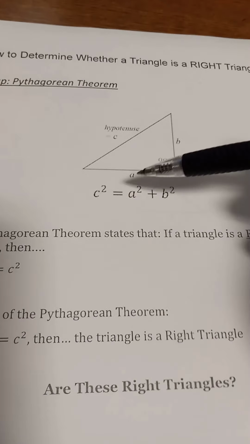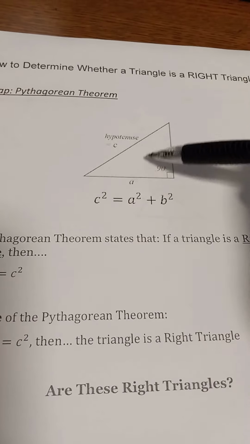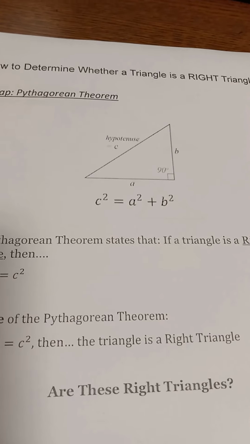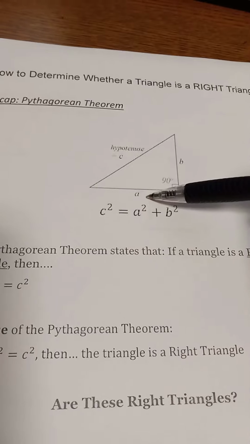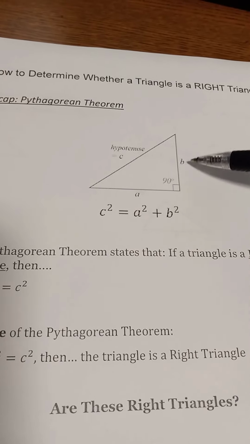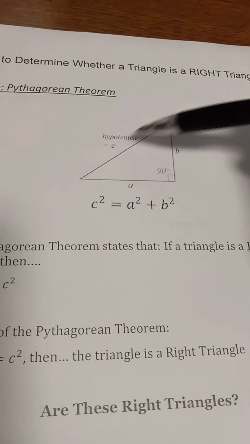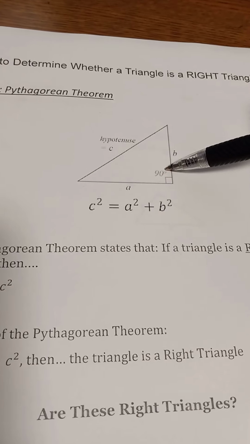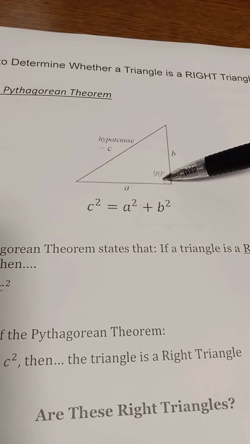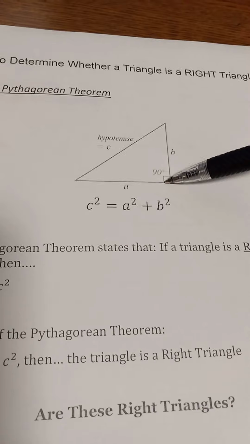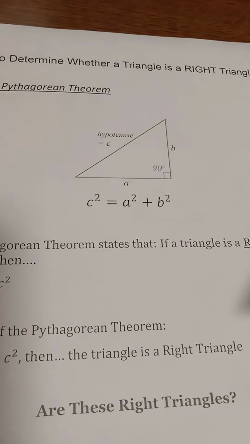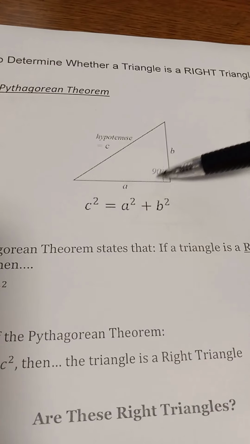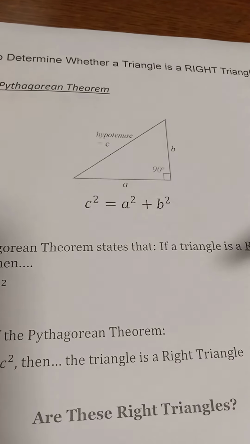Remember the Pythagorean Theorem: we have our hypotenuse and our two legs. You have A, B, and C. The two shorter legs are A and B. We know this is a right triangle because it has the 90 degrees and also the square symbol here. It is already labeled. So what if we have a triangle that's not labeled, but we have the three sides? We're going to see that, right?